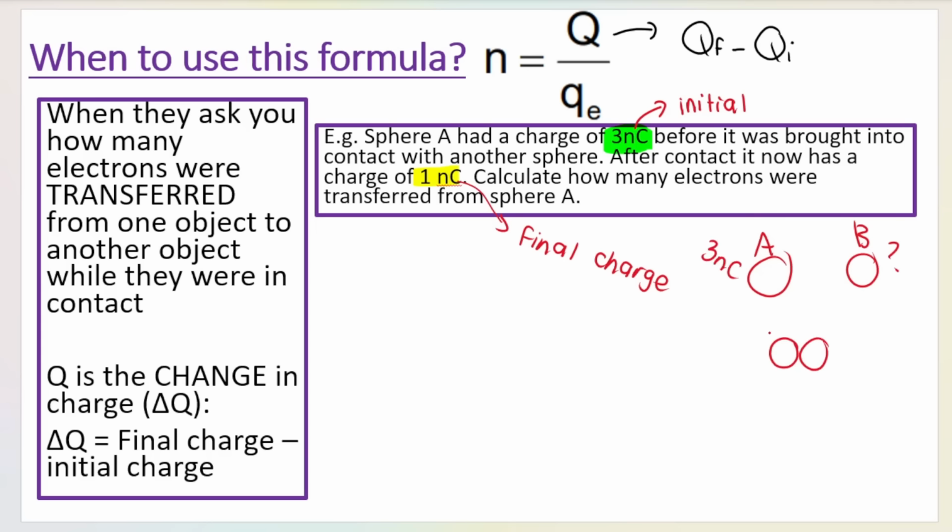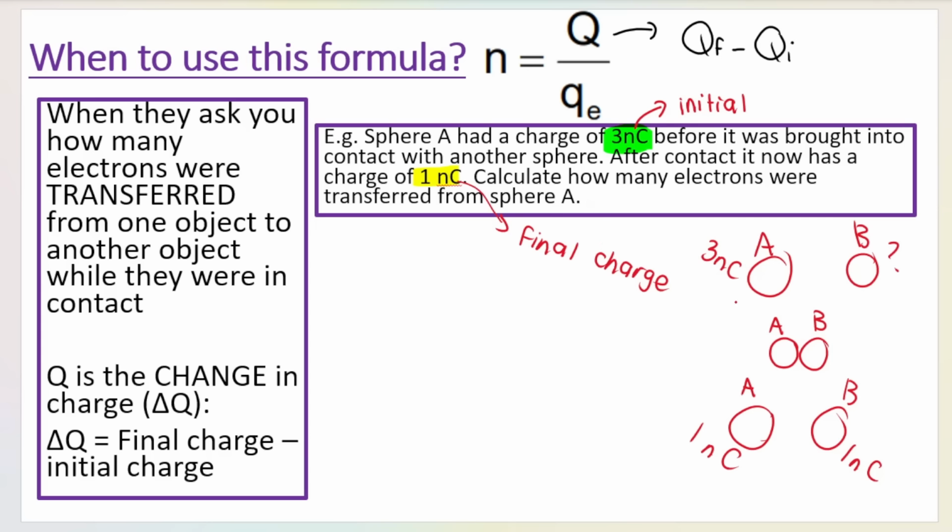Then A and B touched, and something happened over there. And then afterwards, A had a charge of 1 nanocoulomb. B, again, would also be 1 nanocoulomb, because after they touch, remember, they have the same charge. I don't really care about B in the scenario. They want to know how many electrons were transferred from sphere A.